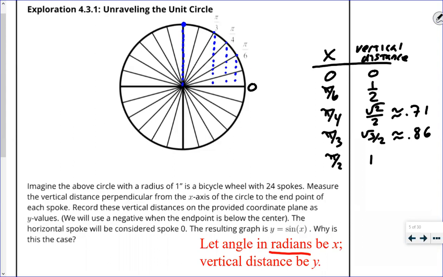Now, I'm going to look for a volunteer, either in the chat box or just unmuting yourself and speaking out loud. What would happen? Obviously from 0 to pi over 2, the vertical distance went from 0 to 1. What's going to happen as I come around here? Obviously, this is going to be at pi. What happens to that vertical distance as I go from pi over 2 back down to pi? What happens to that vertical distance?